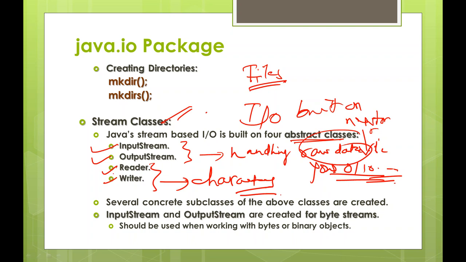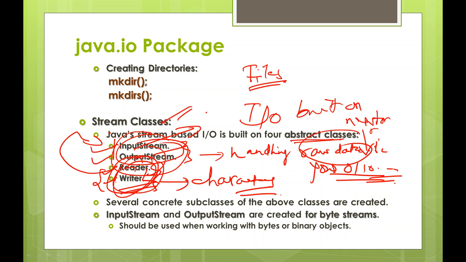For characters, you can use readers and writers. There are advantages while using these. These are in a way wrappers around InputStream and OutputStream for reading characters. That's it. The underlying classes that work for these readers and writers are InputStream and OutputStream itself. With InputStream and OutputStream, you can read any kind of data.